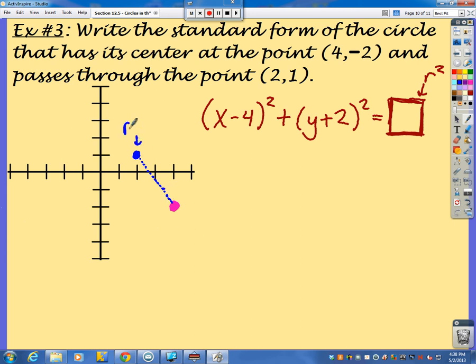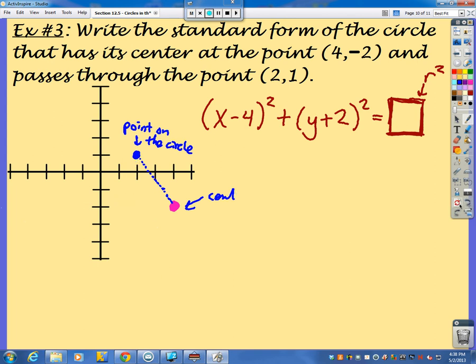Okay, so this is a point on the circle, and this is the center. So that distance in between would be the radius. I just need to calculate what its value is.